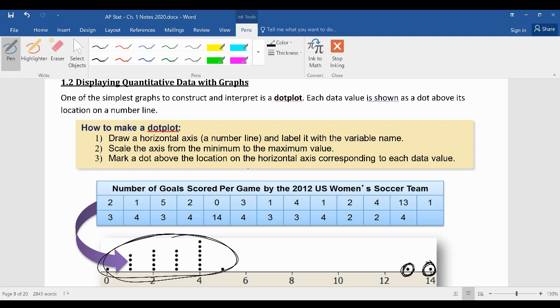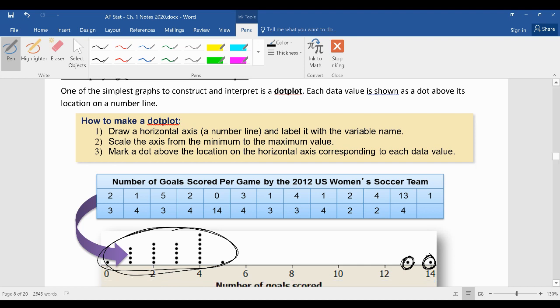One of the simplest graphs to construct and interpret is a dot plot, something that you've probably seen in the past. In a dot plot, each data value is shown as a dot above its location on a number line. How do you make a dot plot? Start by drawing a horizontal axis, a number line, and labeling it with a variable name. You want to make sure that you scale the axis from the minimum to the maximum value, and then mark a dot above the location on the horizontal axis corresponding to each data value.